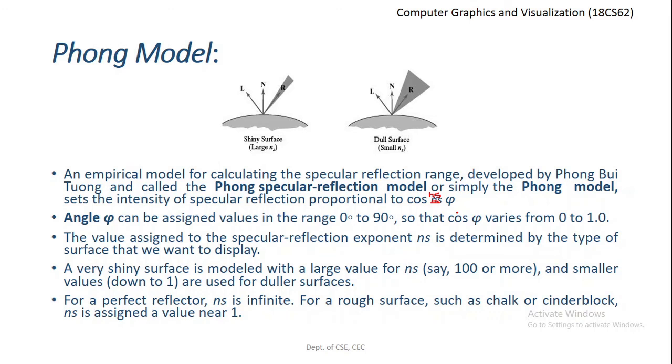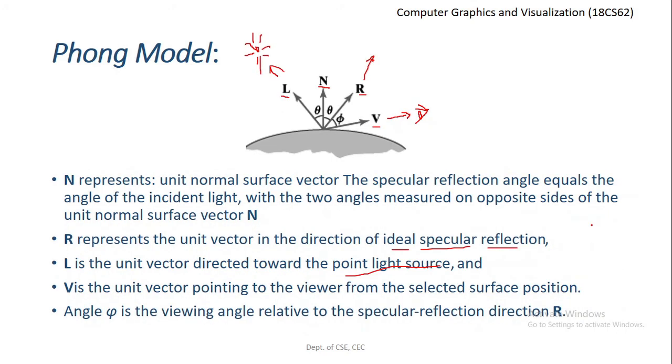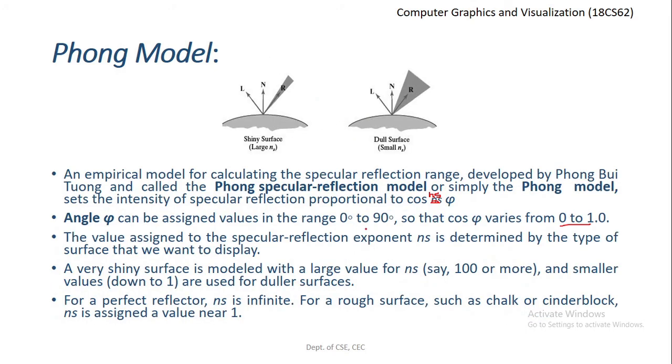Now the angle phi can be assigned values in the range from 0 to 90 degrees, so that the value of cos phi varies from 0 to 1. So while taking into account the viewing angle, as we had seen earlier, this value for the angle phi can be assigned from 0 to 90 degrees, so that the value of cos phi varies from 0 to 1.